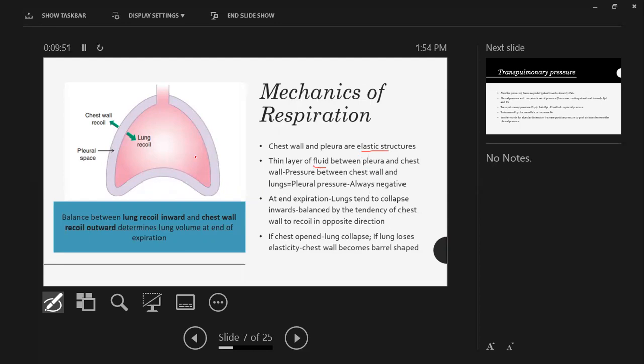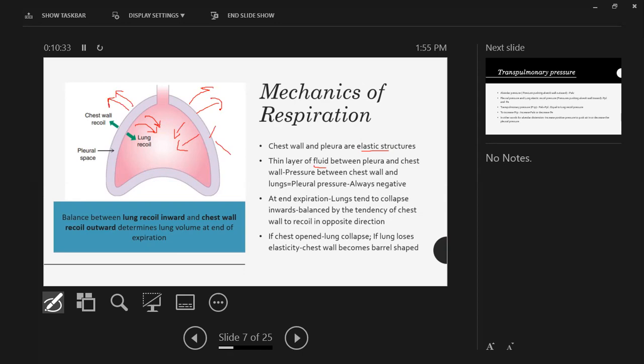So at end expiration, even though the lung tries to collapse inward upon itself, the chest wall tries to recoil outward. These opposing forces balance each other, resulting in the lung remaining open, even at end expiration. If the chest is open for any reason, this force is lost and the lung collapses. And if the lung loses its pull, the chest wall has nothing holding it in place and it becomes barrel shaped. That is what happens in your COPD patients, isn't it so? Emphysema, chest wall becomes barrel shaped.